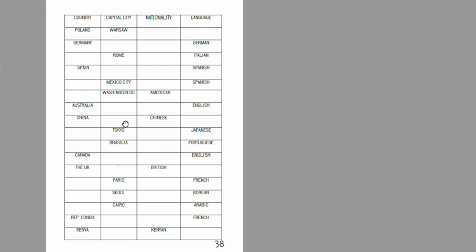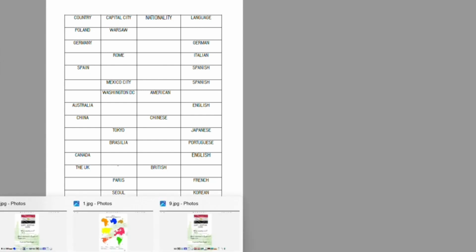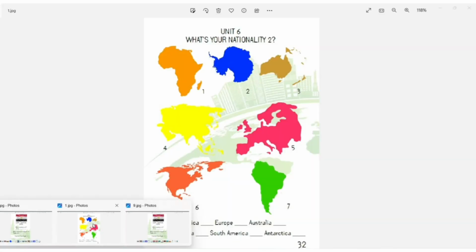And once we finish that, we're going to do a quick revision of what we have done in this unit, where the children will have to fill this table, where you have, for example, the country, the capital city, what nationality the person is. So if the person is from Poland, the person is Polish, and what language is spoken in each country. So let's dive into our flashcards and see what is in store for us.